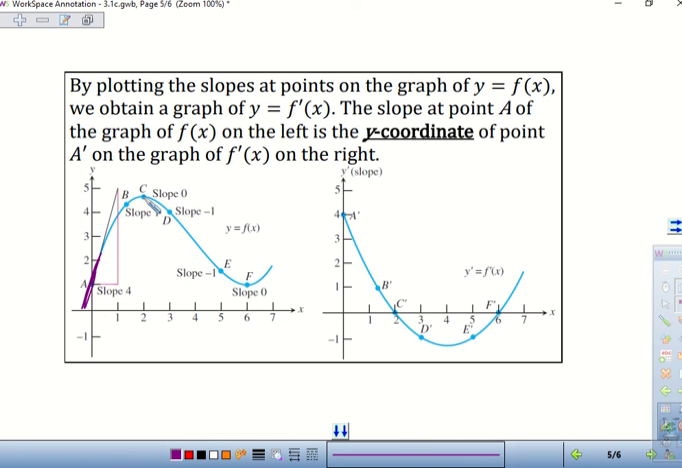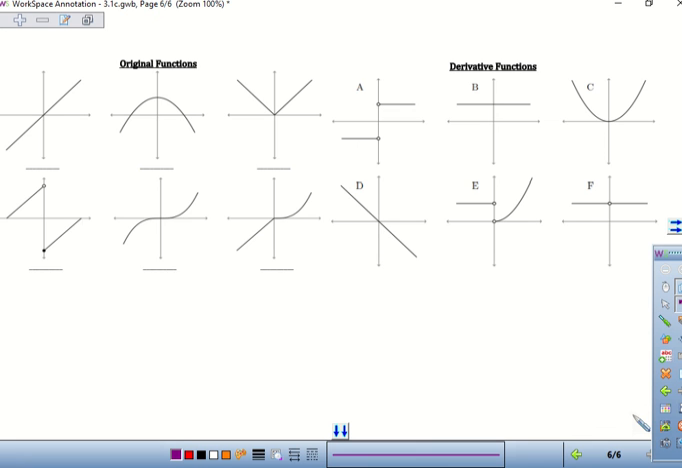At C, it's at 0. The slope is 0. It hits at 0 here. At D, the slope is -1. It hits at -1. So do you guys get the gist of this? Okay. So now we're going to try to take the original function and match it to its derivative function.